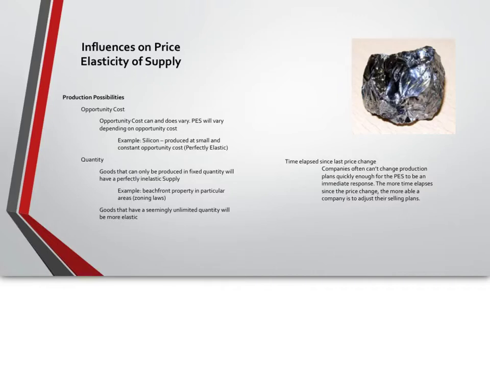But the main influences on the price elasticity of supply are production possibilities. That can be broken up into three different categories. You have opportunity cost, quantity, and time elapsed since the last price change. And then we'll get back to storage possibilities in a minute, but for now we're going to deal with the production possibilities and the opportunity cost.